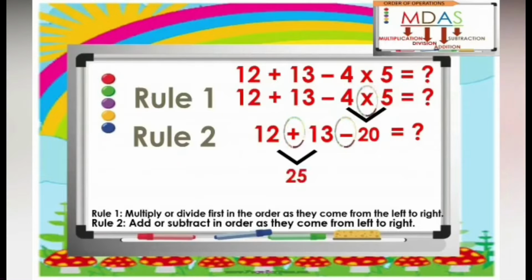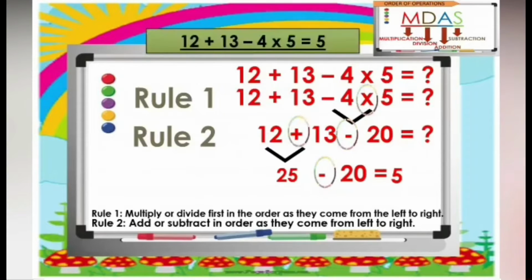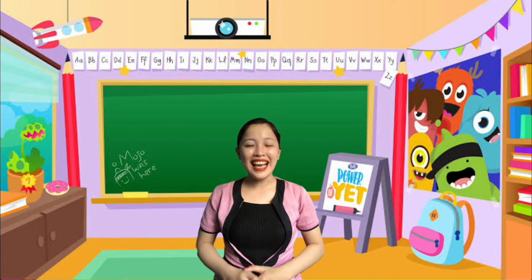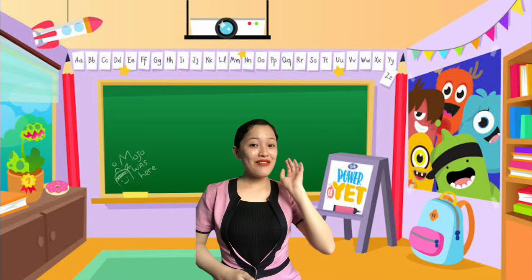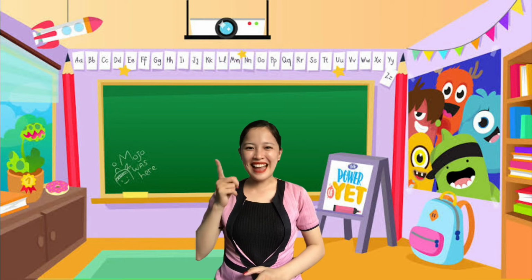Then again, bring down the remaining digit and operation. So we have subtraction. Now 25 minus 20 equals 5. Therefore, 12 plus 13 minus 4 times 5 equals 5. And now, I will give you another activity. And this time, I will give you 5 minutes to answer the following equations. Time starts now.